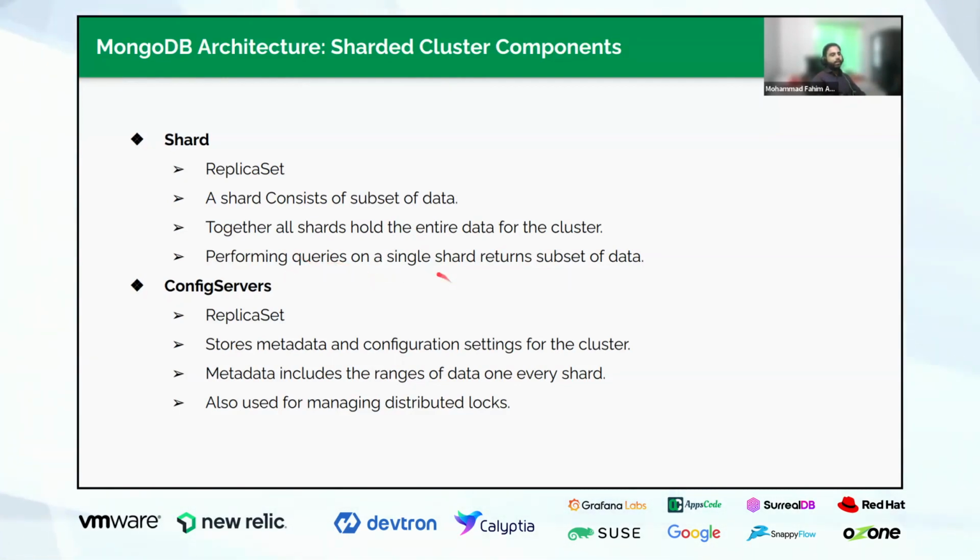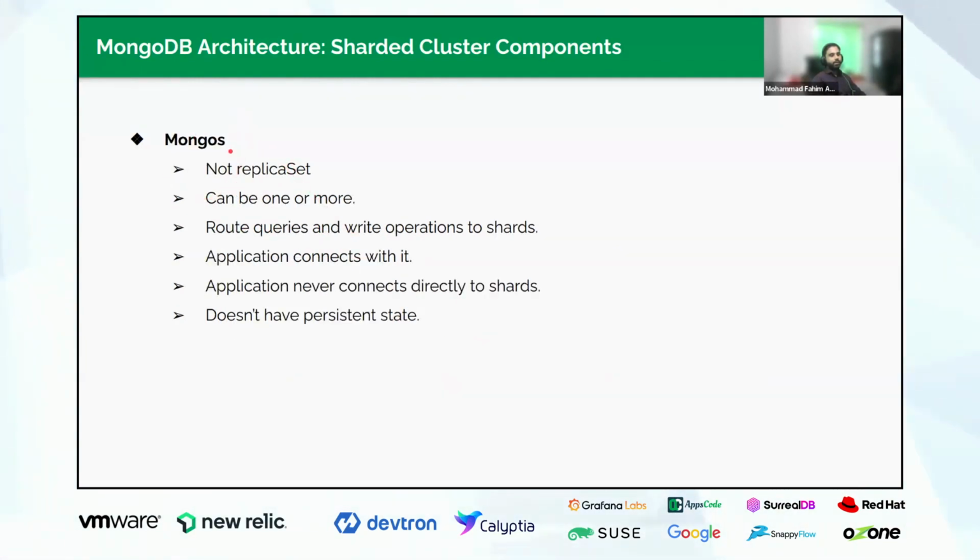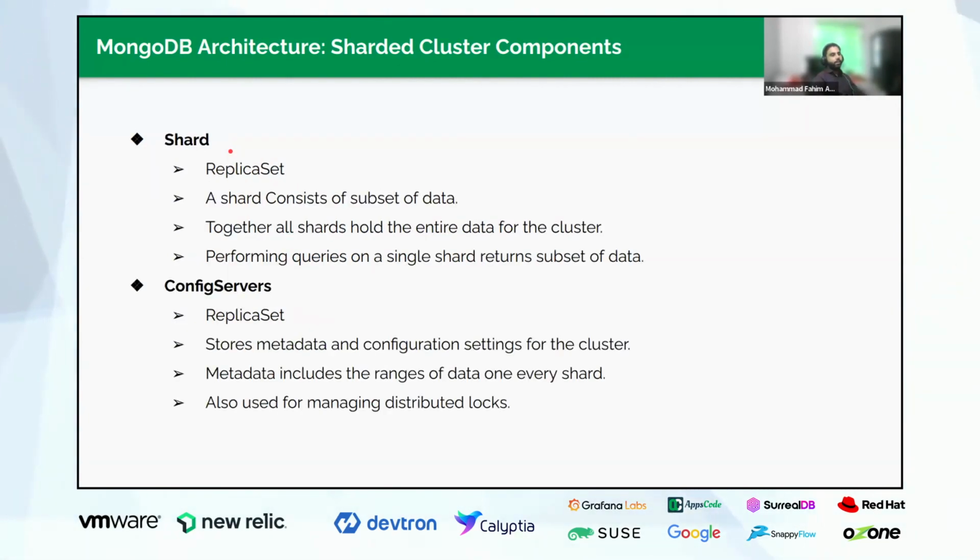So to get all the data, a sharded cluster has mongos, a router. You only connect to the mongos, and mongos decides for you which shard has your data. Then there is the config server, which is also a replica set, and that manages the configuration and metadata settings for your cluster. It includes ranges of data on every shard. It is also used for maintaining distributed locks.